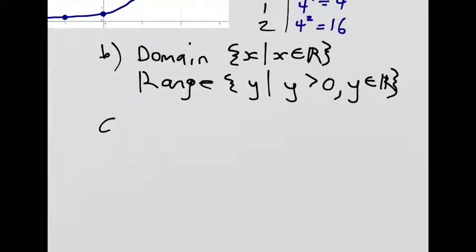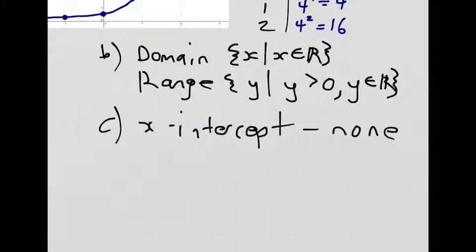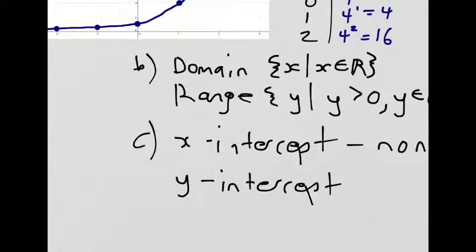Okay, C asks, what is the x-intercept and the y-intercept? What's the x-intercept of this function? It doesn't have one. Why? It's never going to cross the x-axis. It's never going to hit y equals 0. Okay, so it doesn't have an x-intercept. What about the y-intercept? 1. Right, you can see that on the graph and on the table. Right there, it's 1. Okay.